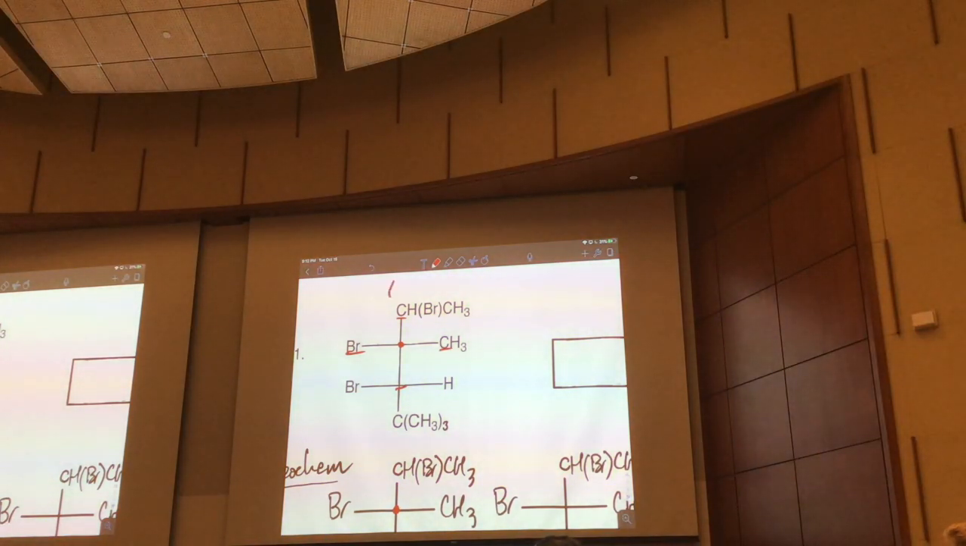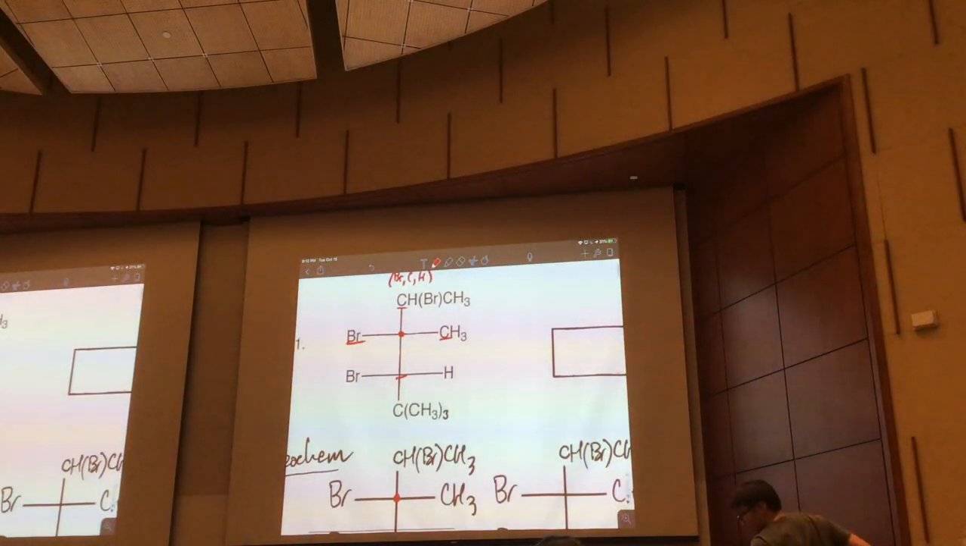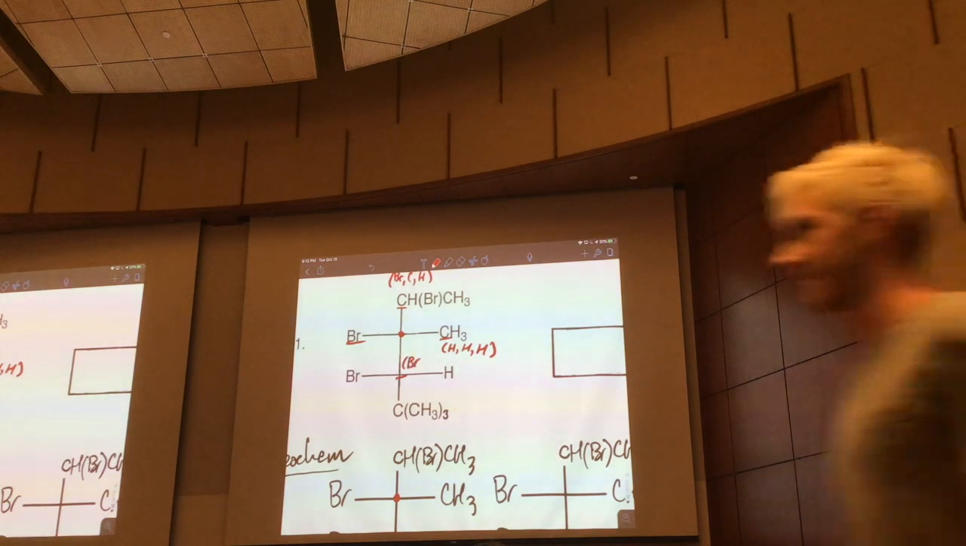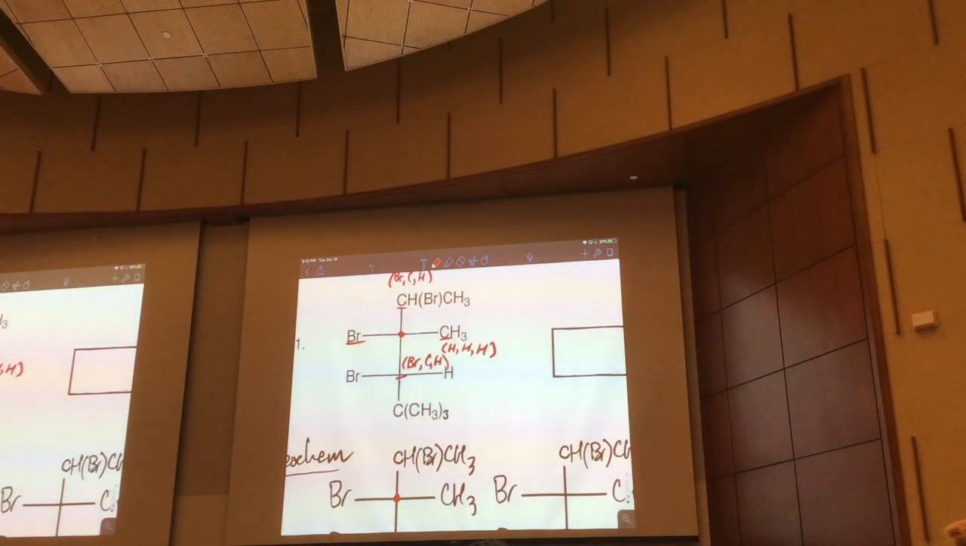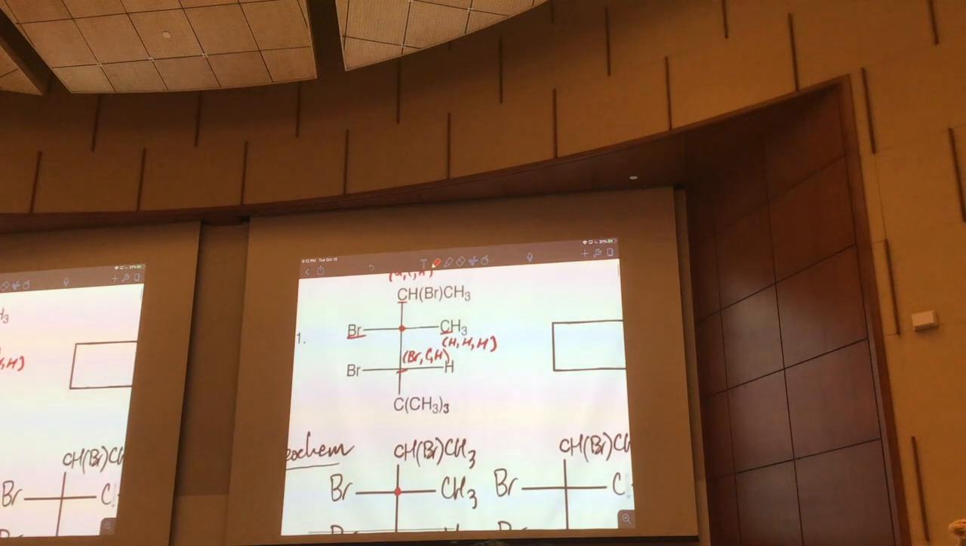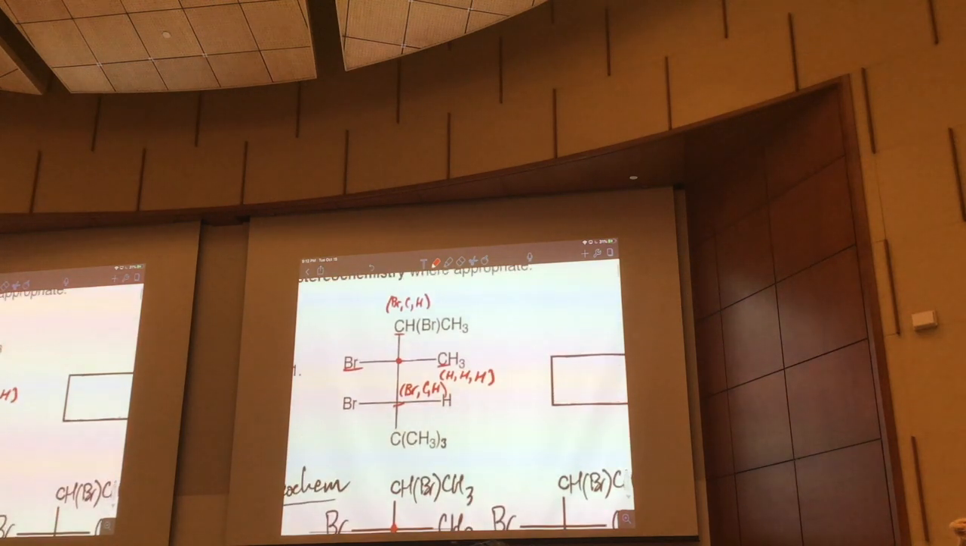This C is connected to 3 H's. This carbon down here is connected to a Br, a C, and an H. Looking at the top and the bottom, we have Br, C, and H, and down here we have Br, C, and H. So these still could be the same carbon. We have to go out one more.